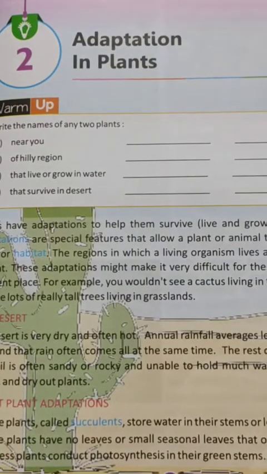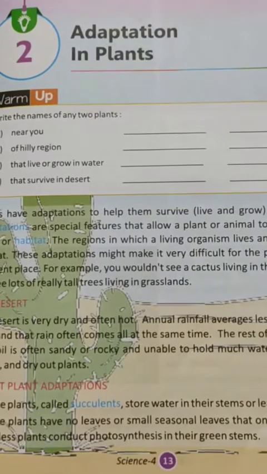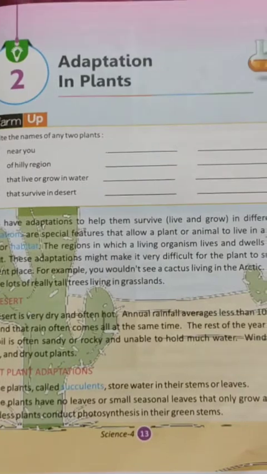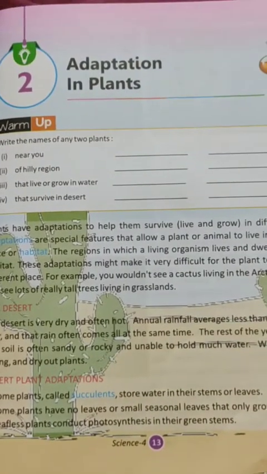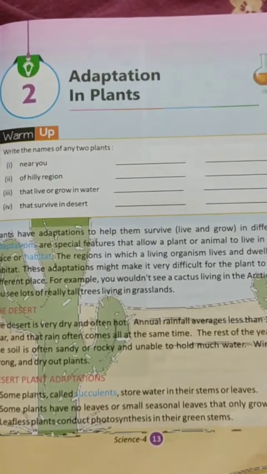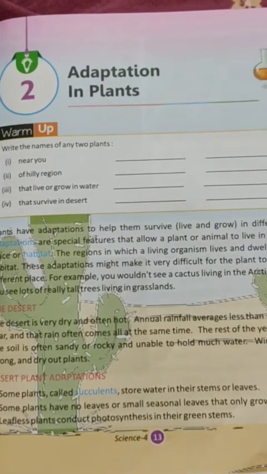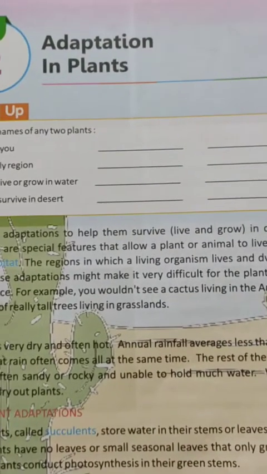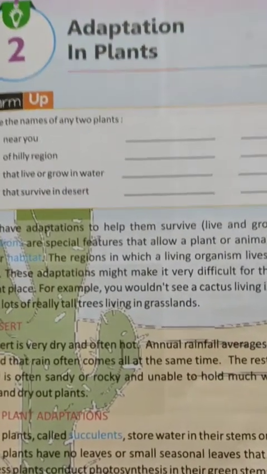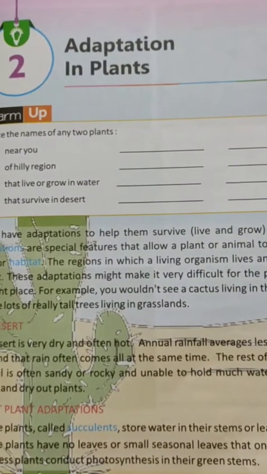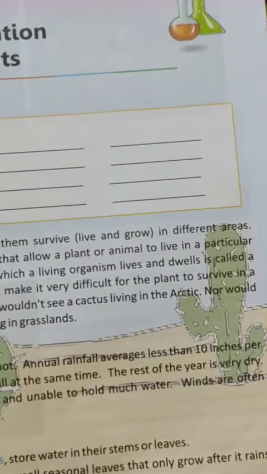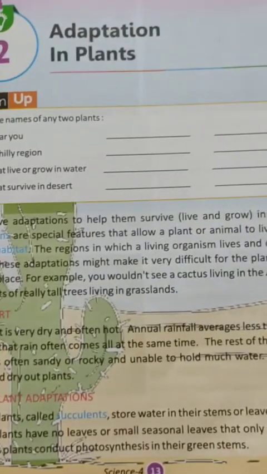Today we are going to start a new chapter, Adaptation in Plants. We have already discussed this chapter in a previous video. Plants have adaptation. What is adaptation? The process of developing a special feature in the plant or animal body to adjust themselves to the surroundings is called adaptation. It is a special feature developed in plants to survive in their surroundings.